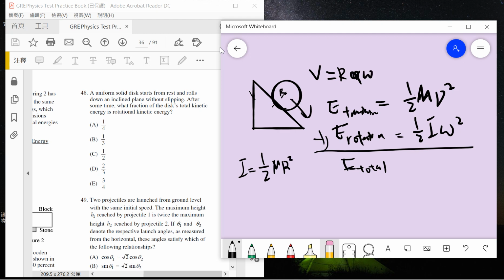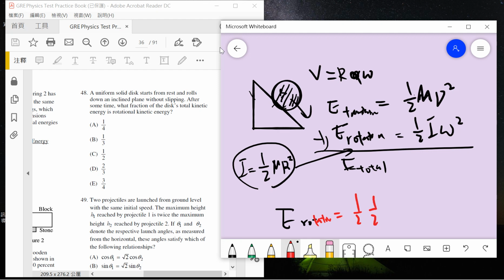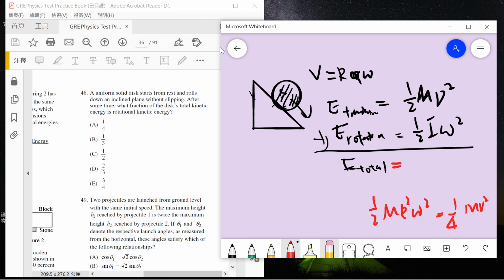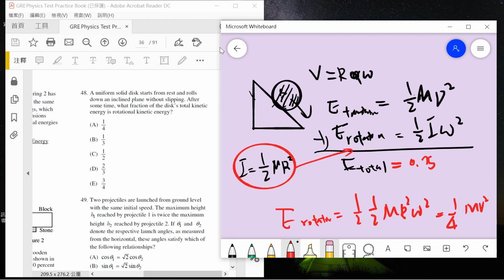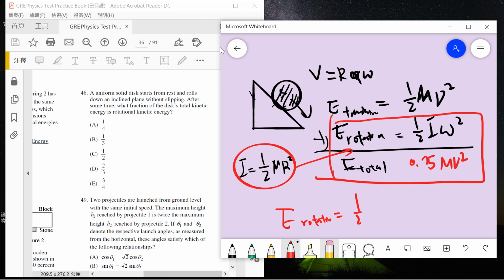This is omega, so you can plug this into this. You get the rotational energy equals half times half m r squared omega squared, which is 1/4 m v squared. So the total energy is 1/2 plus 0.25, which is 0.75 m v squared. And this ratio is what we want: rotation over total. So it's 1/3. Yeah, it's 1/3. The answer is B.